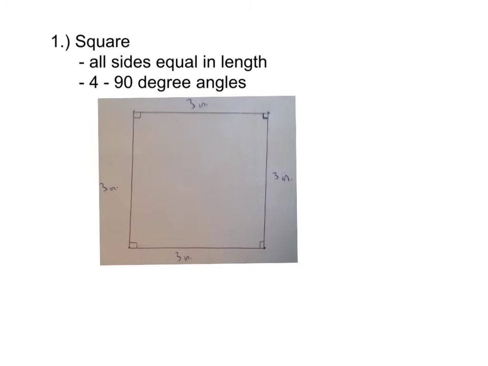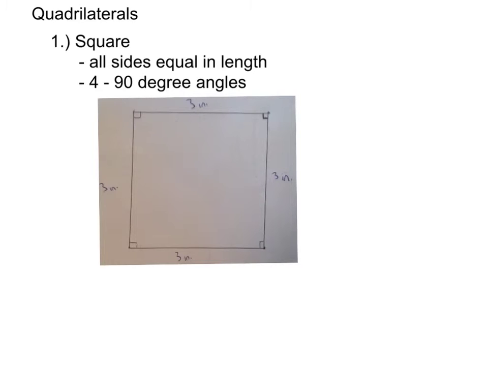A first type of quadrilateral we'll look at is called a square. As many of you know, a square has all sides of equal length and four 90-degree angles. Notice that each side of the square is 3 inches in length. Our base of the square is going to be 3 inches because that's the side our square is sitting on, and our height of the square is going to be 3 inches as well. That's the segment that meets the base at a 90-degree angle.